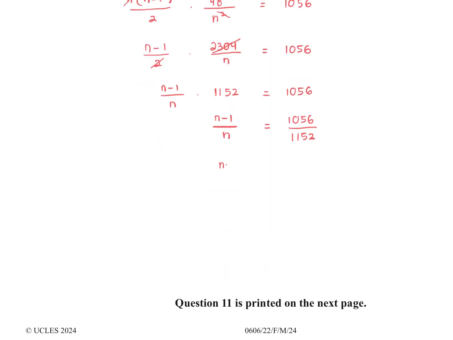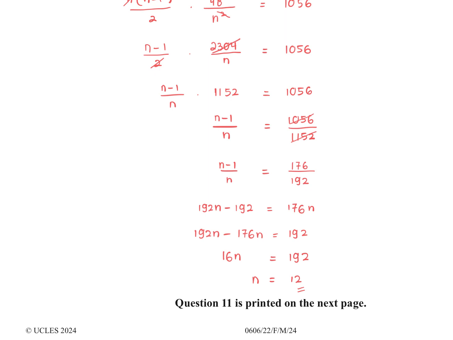I divide each of numerator and denominator by 6. 176 over 192. I cross multiply. 192n minus 192 is equal to 176n. Move 176n into the left hand side while negative 192 into the right hand side. 16n is equal to 192. Divide both sides by 16, n is 12.